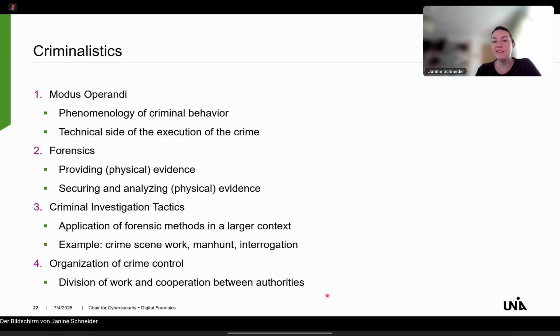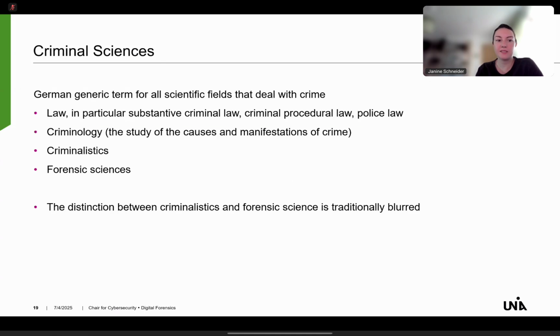And here you can clearly see that even though criminalistics and the definitions from Hans Groß deal with physical evidence, we already learned that there is a clear connection to stuff that we do in digital forensics, for example, securing and analyzing evidence. So this is why the distinction between criminalistics and forensic sciences is very blurred, because forensic sciences is also a part of criminalistics.